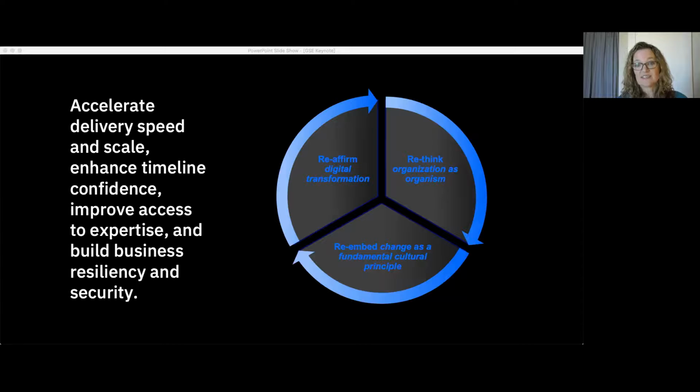And re-embed change as a fundamental cultural principle. If you haven't done this before, now is the time to do it. The recent months have been a shock to everyone, from the frontline staff all the way up to the CEO and everyone in between. And it has become very clear that we need to model our leadership, our culture on that ability to change. Flexibility is a necessity, if you will, and is absolutely needed. And that's where we have to change our processes. That's where we have to implement DevOps, Agile, and truly, once again, it comes back to that digital transformation.